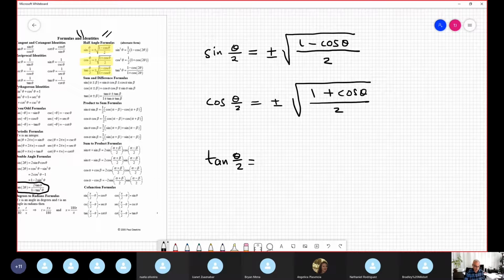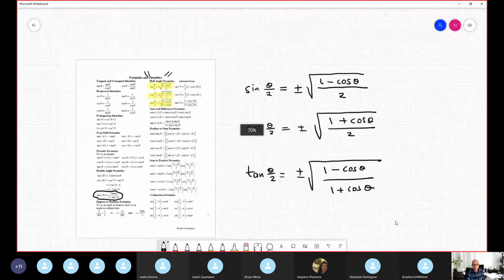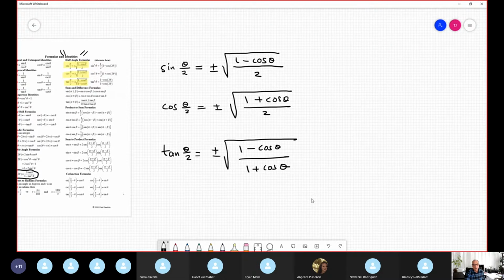When you divide, you get plus or minus again, a big square root of 1 minus cosine theta divided by 1 plus cosine theta. Okay, it's a formula. This is the original formula. However, sometimes in calculus, this formula is used in a different way. Remember, the important thing is that this angle is half of this angle.